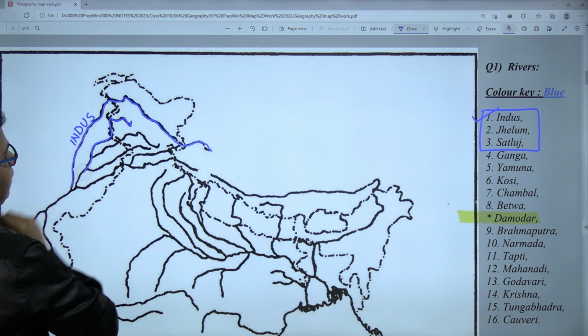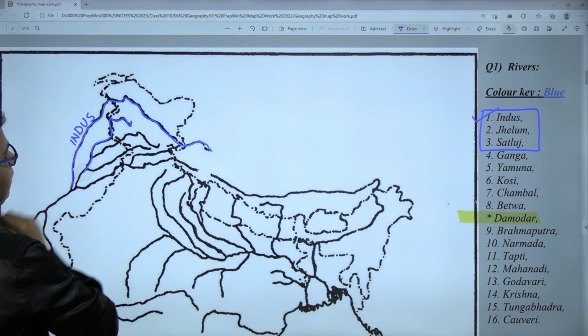As per the syllabus for semester 2, you have these 16 rivers. I am going to take one extra river, that is Damodar River. Why are we taking this extra river? It will be helpful for us to draw something else also. I'll tell you about this later on. But as of now, we are going to concentrate on these 16 rivers, one of which can be asked in your examination. To start with, let us concentrate first on these 3 rivers.